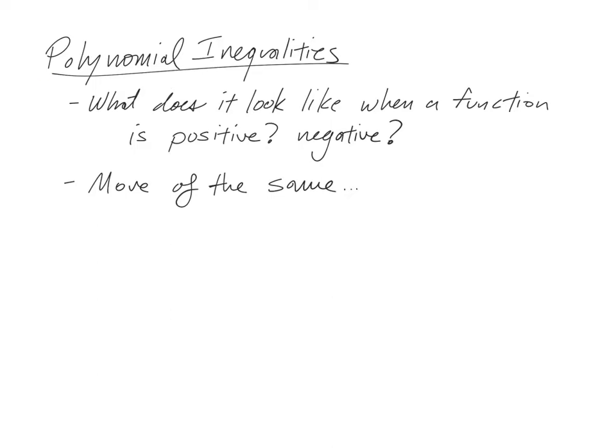In this lesson we will talk about polynomial inequalities. Within this lesson we will talk about what it looks like when a function is positive or negative, and then a lot more of the same from the previous couple of lessons: finding your zeros and the multiplicities and the behavior of each zero, and then the end behavior, and then plotting a graph. And then we just have to finish up with answering questions. Are we looking for where the graph is positive or negative? Let's jump in.